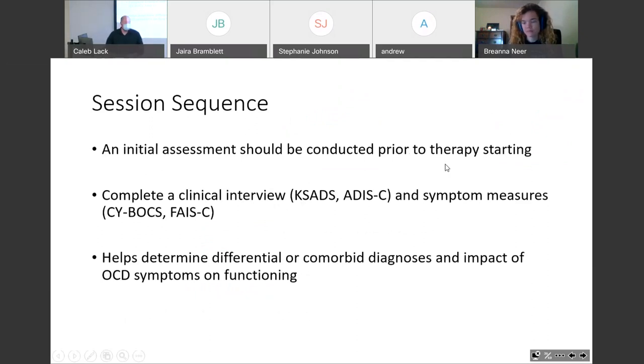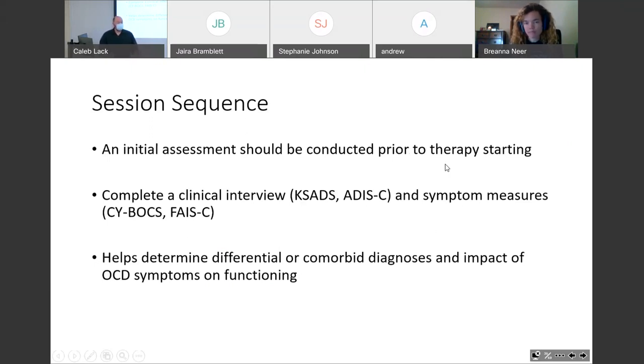All right, so just like with any other treatment that you do for any kind of problem, we don't just hop in and immediately start doing treatment. We have to have a good solid relationship in place beforehand.